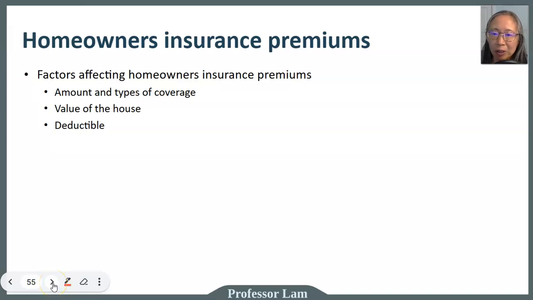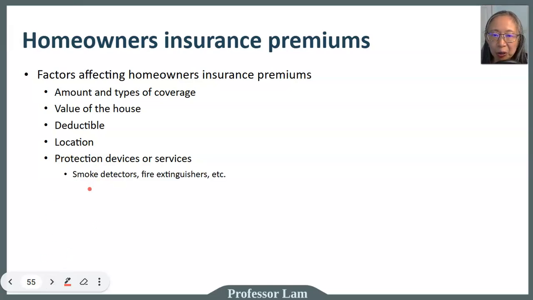The amount of deductible. Remember that the deductible is the amount that you pay before the insurance pays off the damages. So if you have a $5,000 deductible, that means you pay for the first $5,000 of any damages before the insurance company pays. The location, and also protective devices or services. Some of this is very interesting. Protective devices include burglary alarms, smoke detectors, and fire extinguishers. For location, if you live near a fire hydrant, that can give you a discount.